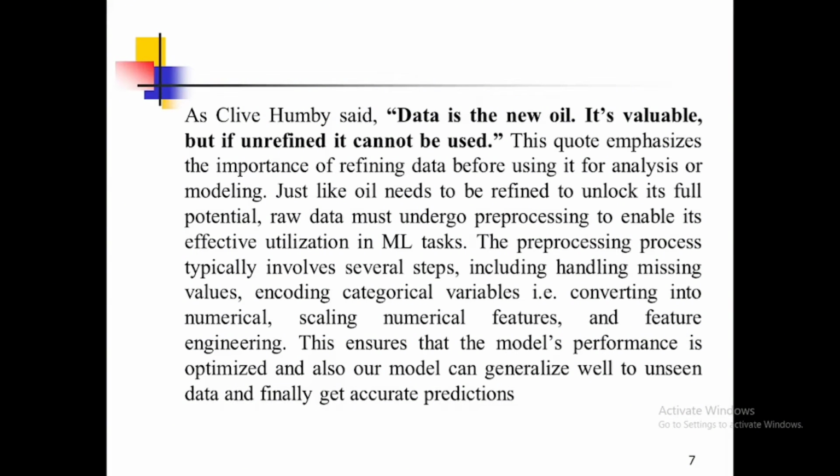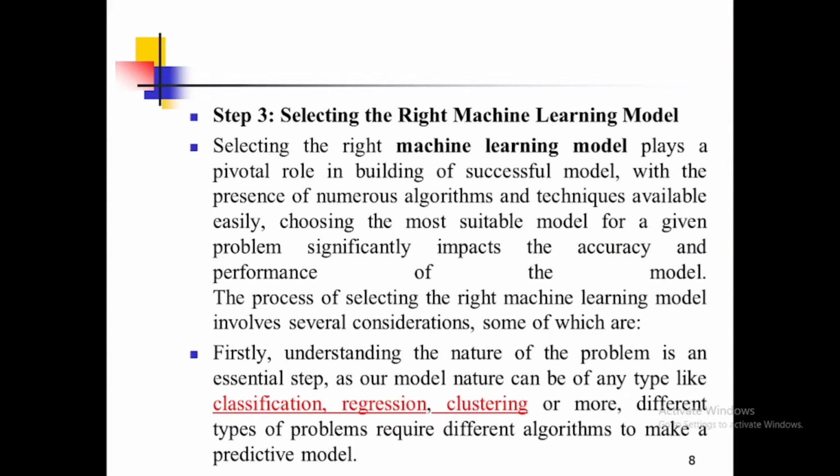Likewise, the pre-processing process typically involves several steps including handling the missing values, encoding the categorical variables, converting into numerical, scaling numerical features and feature engineering. This ensures that the model performance is optimized and also our model can generalize well to unseen data and finally get accurate predictions. So step number 3, selecting the right machine learning model.